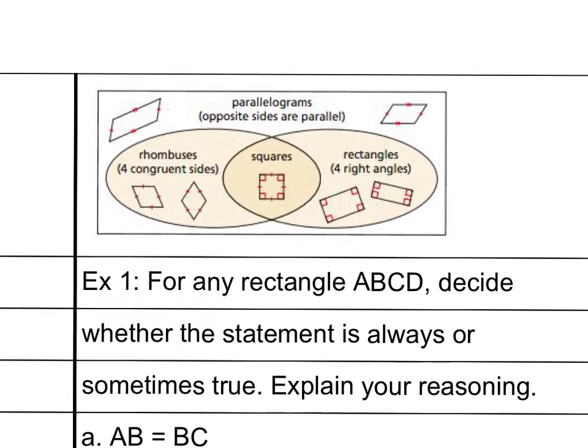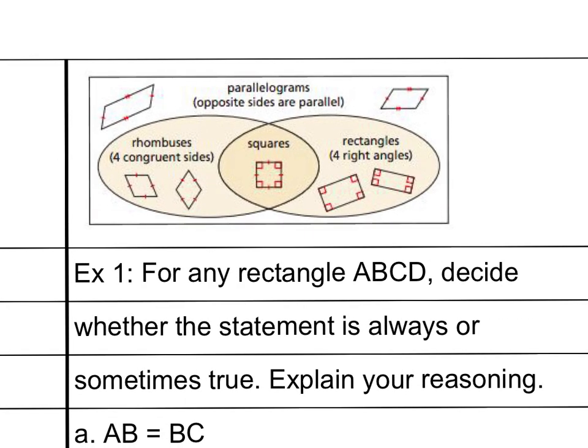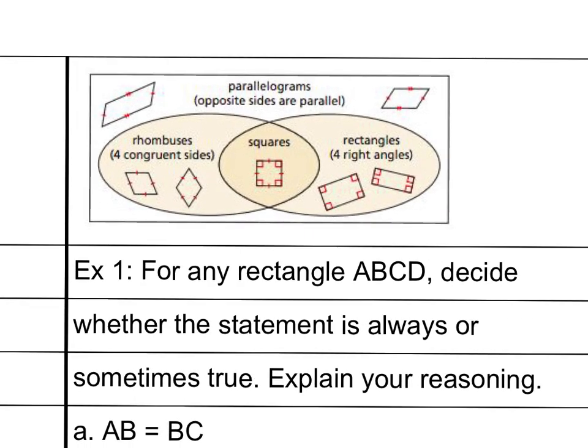So this Venn diagram shows the overlap between these three types of parallelograms. On the left, the rhombuses have 4 congruent sides. On the right, rectangles have 4 congruent angles, and squares are classified as both rhombuses and rectangles.